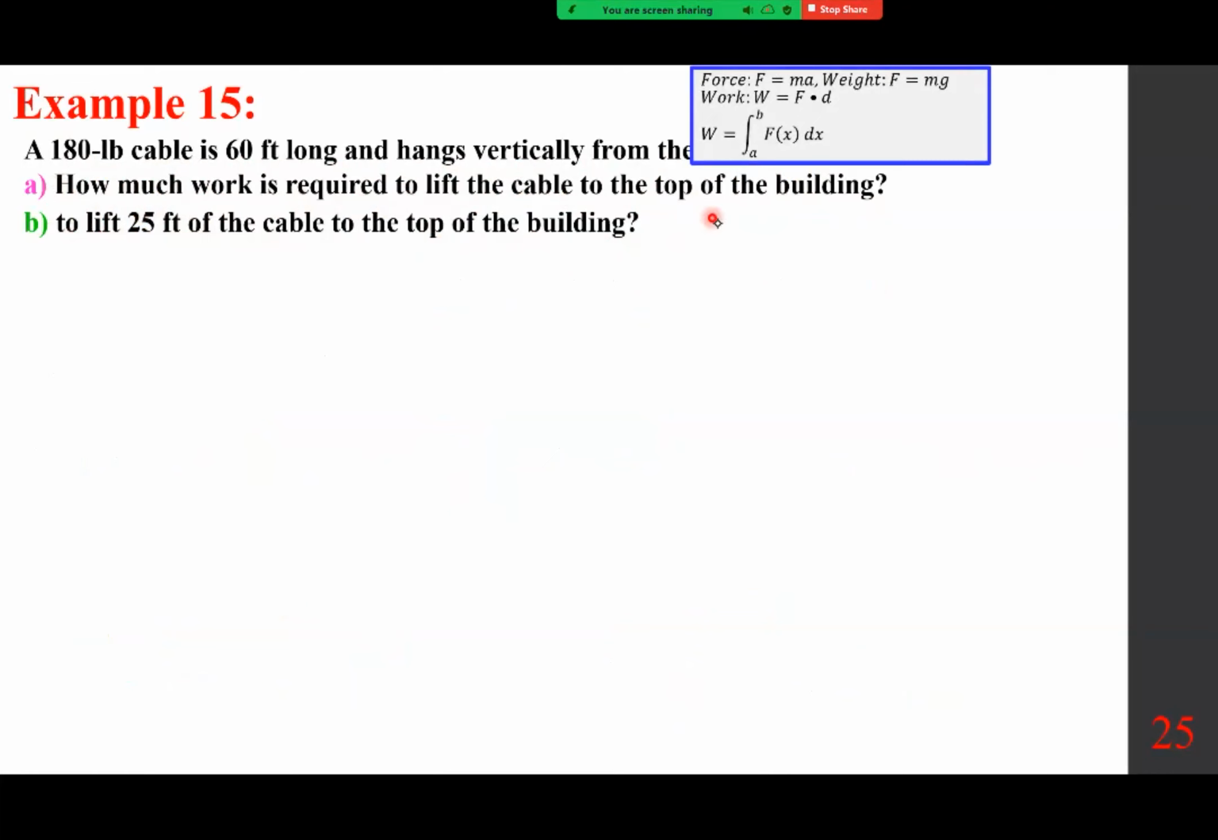So let's stick with part A first. And even for part B, we do some of the stuff that is similar. So how much work is required to lift the cable to the top? We want to lift the whole cable to the top. The density rho is m/v, and the linear density, in this case, is 180 divided by 60. That means every foot of this cable weighs 3 pounds per foot.